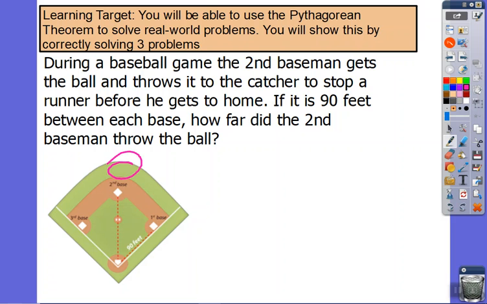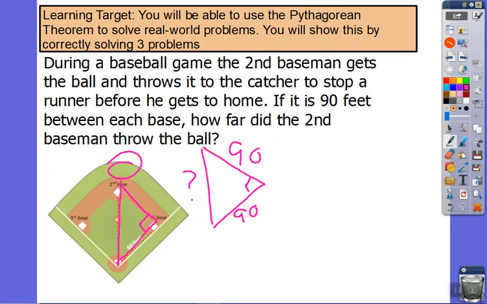So here's second base, and they threw there, and there's our triangle, and this is the right angle there, the baseball diamond. I don't think I have to turn it. Let's leave it the way it was. So I know that it's 90 feet between home and first, and between first and second, and I'd like to know how far it is from second to home plate. So here is A, B, and C.